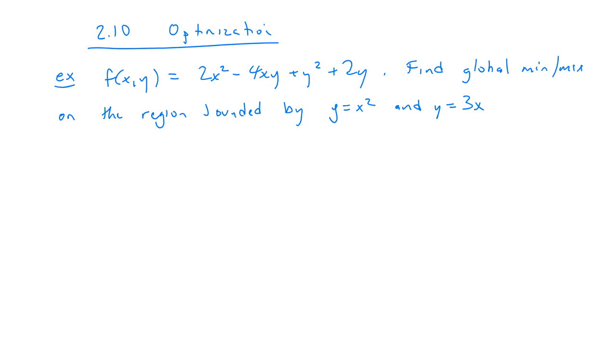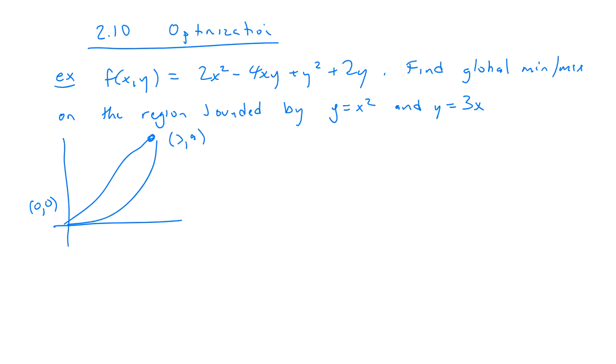And here I'm not being explicit, but we always assume that the boundary is included, because unless you're told explicitly, if the boundary isn't included, then there might not be a global maximum. So here's our region. That's a 3, 9.